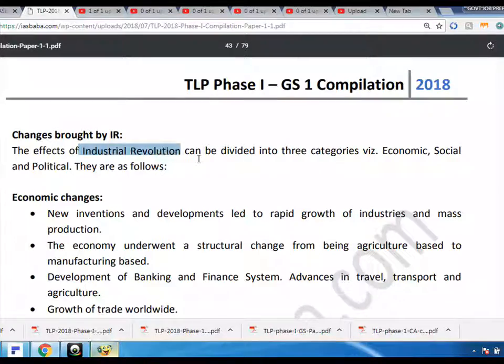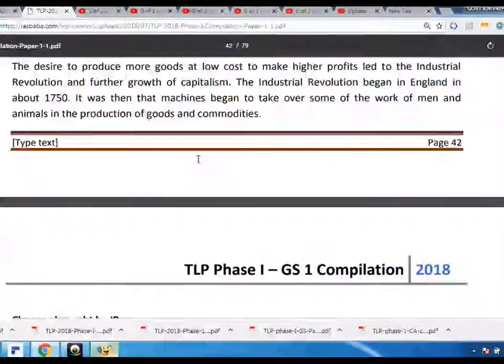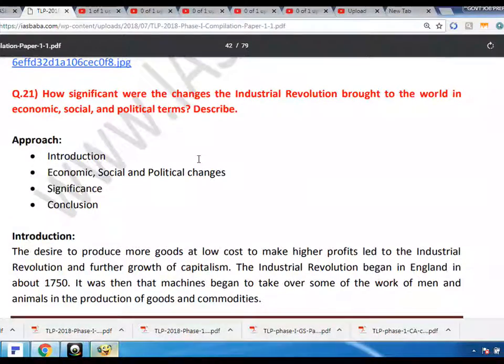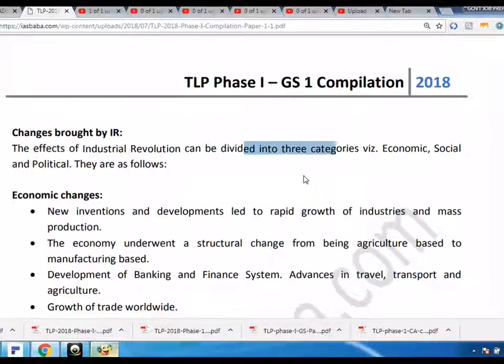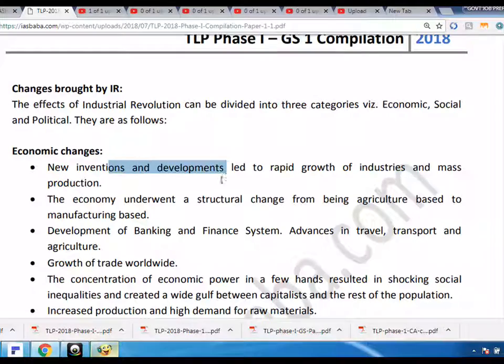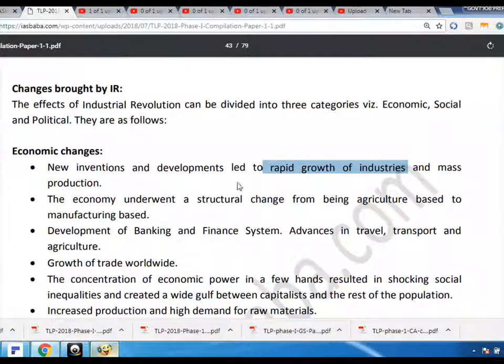Changes brought by IR. The effects of Industrial Revolution can be divided into three categories, viz. economic, social, and political. They are as follows. Economic changes. New inventions and developments led to rapid growth of industries and mass production. The economy underwent the structural change from being agriculture-based to manufacturing-based. Development of banking and finance system. Advances in travel, transport, and agriculture.